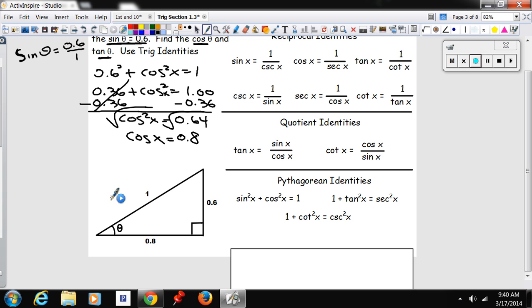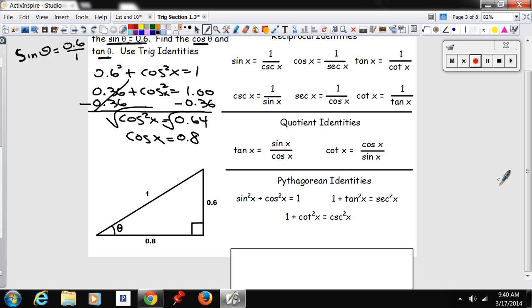Or I could have gone straight to this triangle right here and put 0.6 over 1, solve for the other side, and got cosine. You could have done it either way. It doesn't matter which way you decide to use. Identities are there to help you. They're like little cheat sheets. You can take one out, substitute things in, and solve for other pieces. So that's how the identities work.